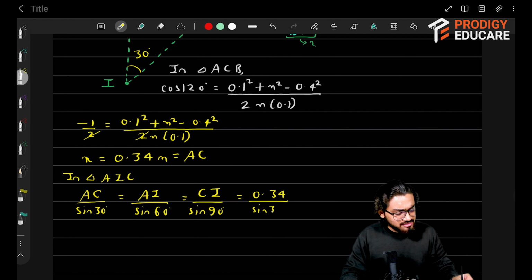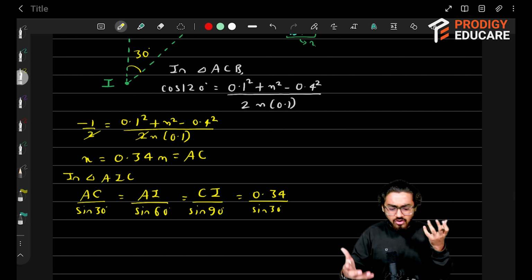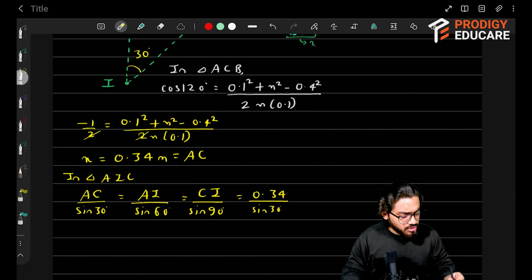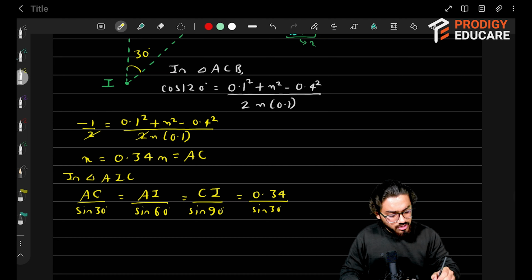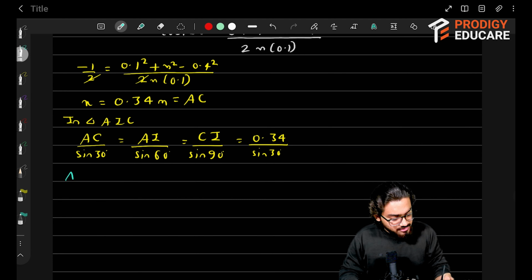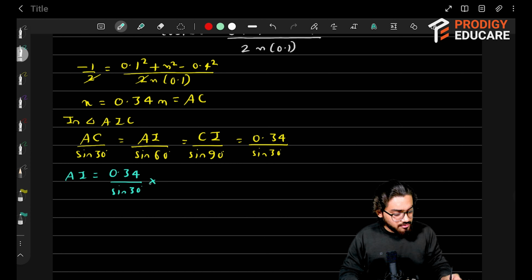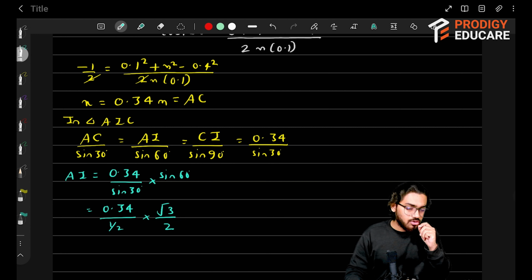Now using this particular equation, you can evaluate AI, also you can evaluate CI. So let me write how to evaluate these. AI is nothing but 0.34 by sine of 30 degree into sine of 60 degree. So it is going to be 0.34 the whole divided by sine 30 degree, which is half, and sine 60 degree is root 3 by 2.